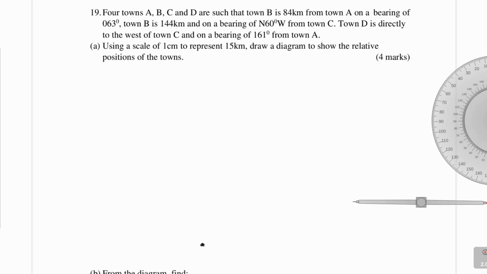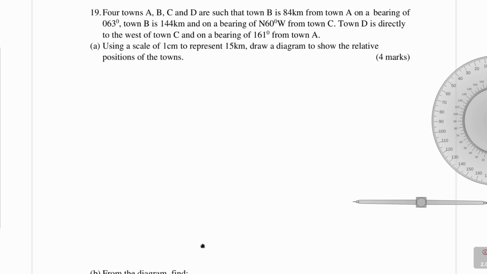So let's go to the first part of the question, where we are supposed to draw a diagram to show the relative positions of the towns. We have the scale, 1 centimeter to represent 15 kilometers. So the best approach to this question is to begin with a rough drawing, and then we go to the accurate drawing showing the relative positions of A, B, C, and D.